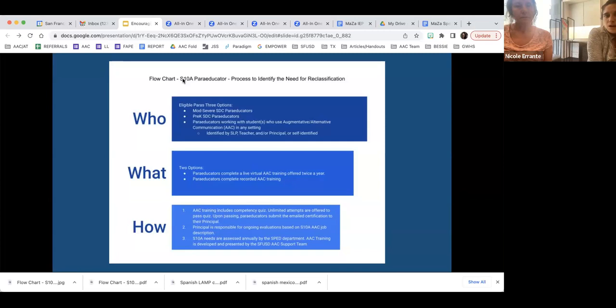If you're a paraeducator who's working in classrooms with AAC users, you should have the S10A classification, which gives a pay raise. This is how you would get that classification.